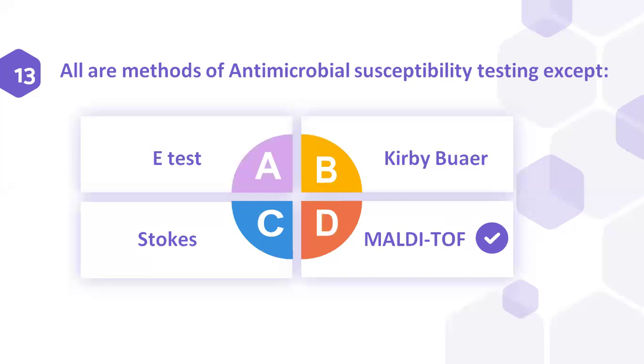MALDI-TOF is matrix assisted laser desorption ionization time of flight. TOF means time of flight. This is used for rapid identification of bacteria, fungi, and mycobacteria with absolute accuracy. So the remaining three are used for antibiotic susceptibility testing, and this is for identification. MALDI-TOF is for identification of bacteria, fungi, and mycobacteria.